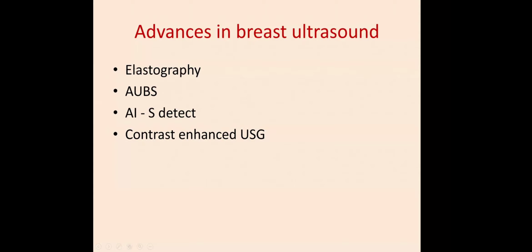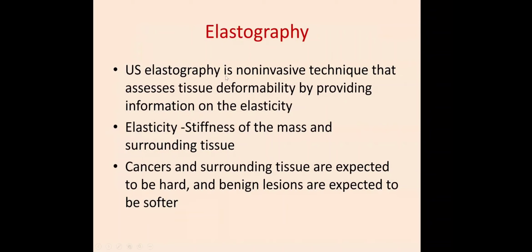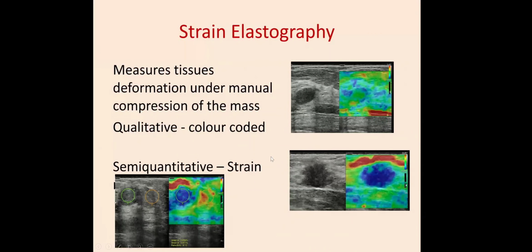So I will deal mainly with elastography because of limited time, because this is the one that we commonly use nowadays. So what is elastography? Ultrasound elastography is a non-invasive technique that assesses tissue deformity by providing information on the elasticity. And what is elasticity? Elasticity is nothing but the stiffness of the mass and the surrounding tissue. This is based on the concept that cancers and surrounding tissue are expected to be hard, whereas benign lesions are expected to be softer. There are two types of elastography: strain elastography and shear wave elastography. In strain elastography, tissue deformation is measured under manual compression of the mass. That is, we put a light pressure on the probe to induce a deformation in the lesion.